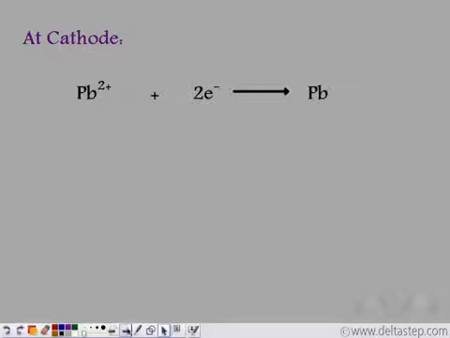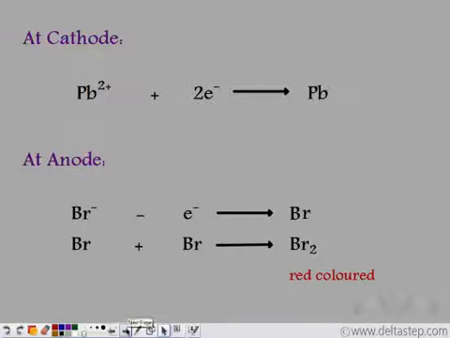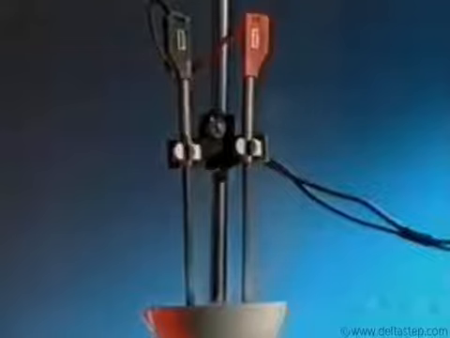At anode, since there is only one negatively charged anion, that is Br-, it migrates towards the anode. In order to become neutral, it loses one electron and becomes Br. One Br atom is not stable. It combines with another Br atom to form the bromine gas. Bromine gas is a red colored gas which escapes at the anode. So the product formed at cathode is the neutral lead metal and the product formed at anode is the bromine gas.